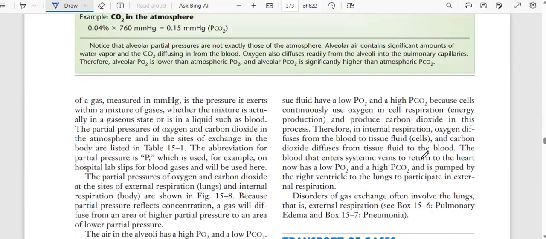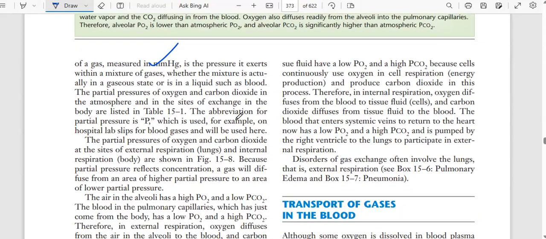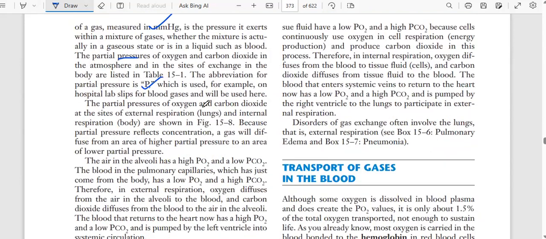The partial pressure of a gas, measured in mm of Hg, is the pressure it exerts within a mixture of gases, whether the mixture is actually in a gaseous state or in a liquid state such as blood. The partial pressures of oxygen and carbon dioxide in the atmosphere and at the sites of exchange in the blood are listed. The abbreviation for partial pressure is P, which is used, for example, in hospital labs for blood gases, and will be used here.